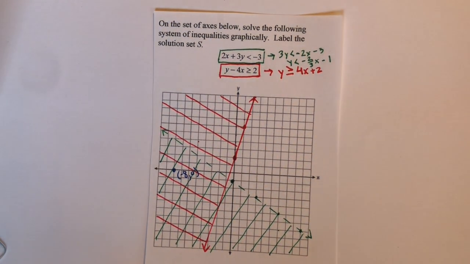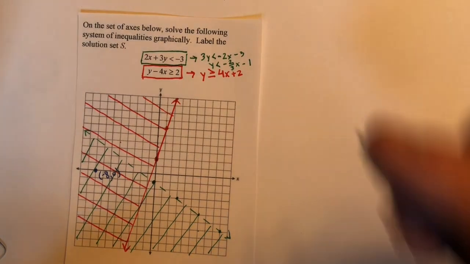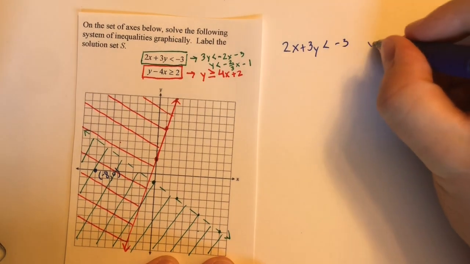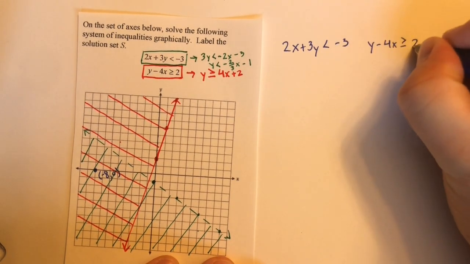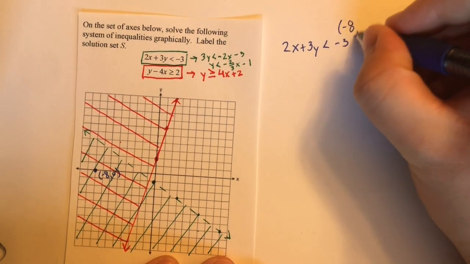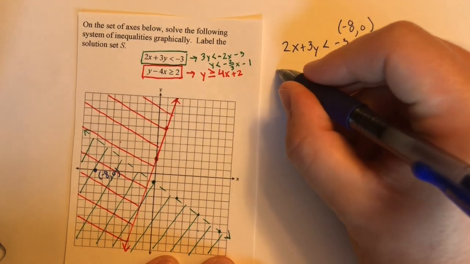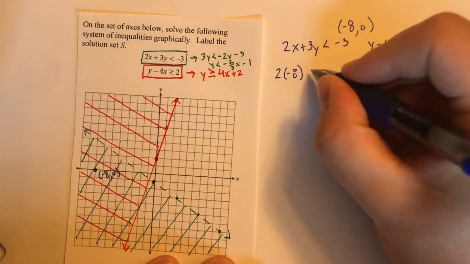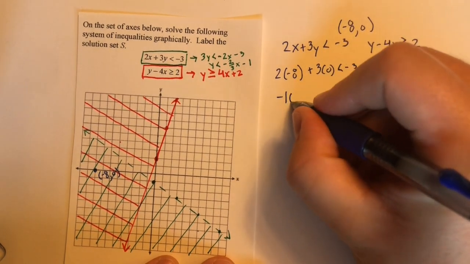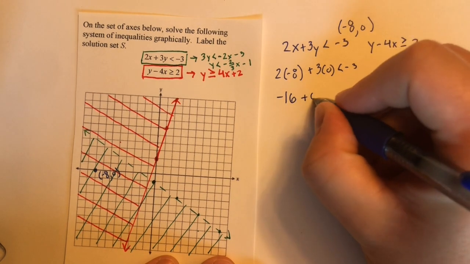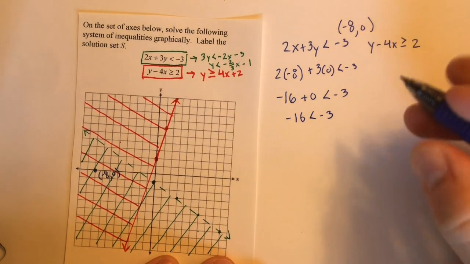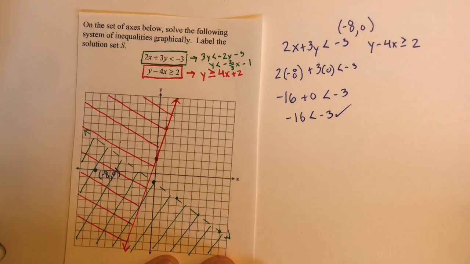All right, so we're going to test the point negative 8, 0 into both of these inequalities. So it's 2x plus 3y is less than negative 3, and y minus 4x is greater than or equal to 2. Test both. So the point negative 8, 0 should be a solution. The x value is negative 8. The y value is 0. 2 times negative 8 is negative 16. 3 times 0 is 0. Negative 16 plus 0 is negative 16. Negative 16 is less than negative 3, so it checks out.